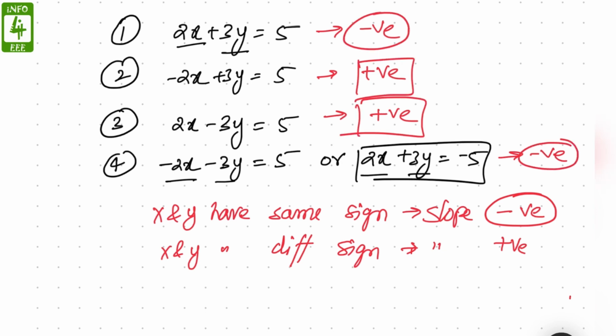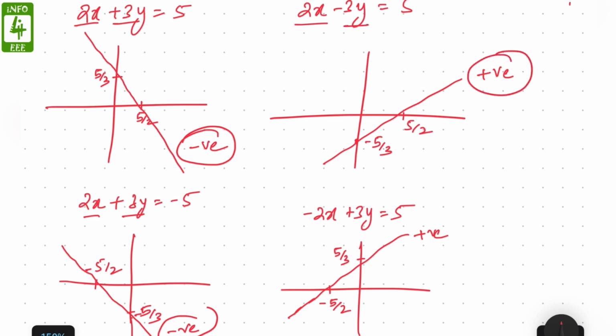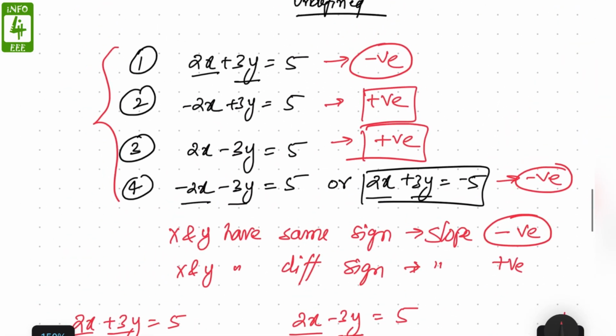You can draw all of these lines and you can verify this. I can show you. You can see here, as I told you, if both the signs are the same, then the slope is negative. If both the signs are different, then the slope is positive. This is what we have concluded here.